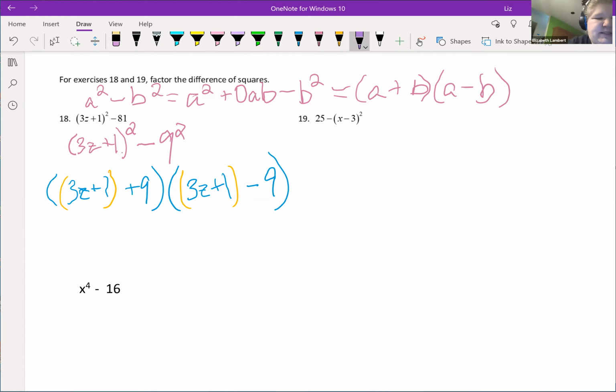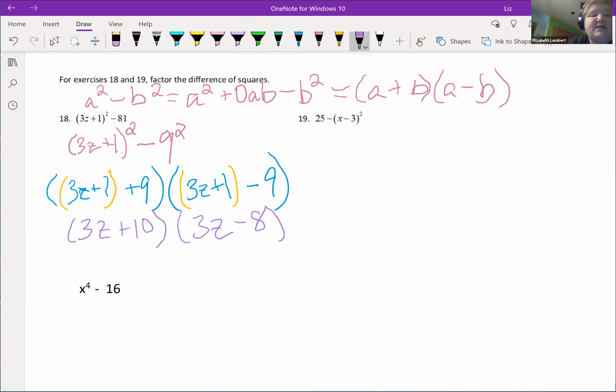They are not. So it's useful to kind of show the a plus b, the a minus b, but we don't actually need those yellow parentheses. So this is really just 3z plus 1 plus 9. Hey, like terms, I can put the numbers together. So we would get 3z plus 10. And then over here, still a 3z, but 1 minus 9 would be minus 8. So there is our factored form because they happen to give us a difference of squares.